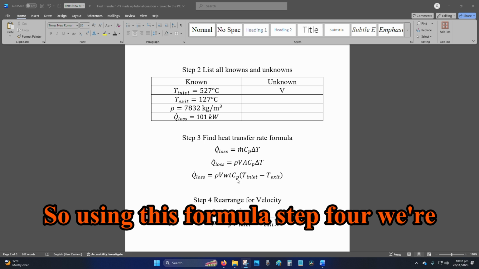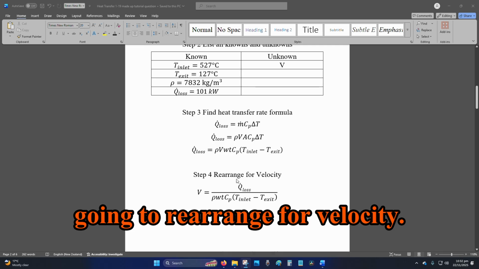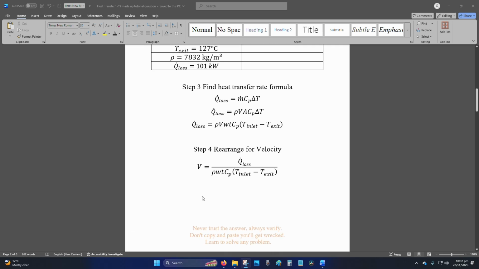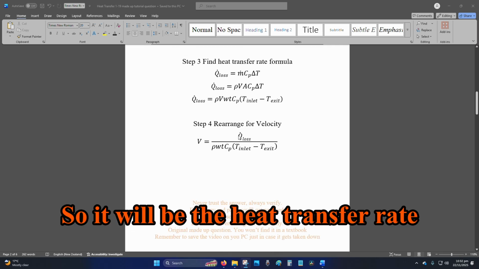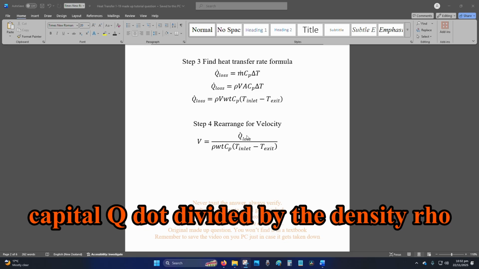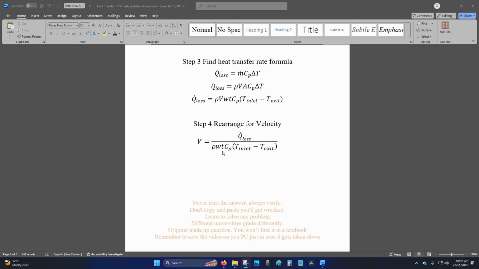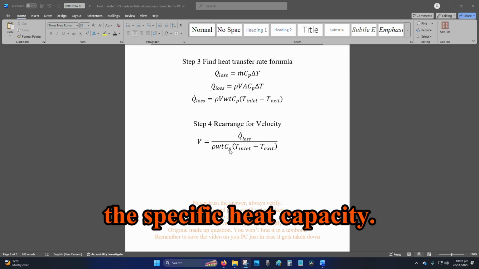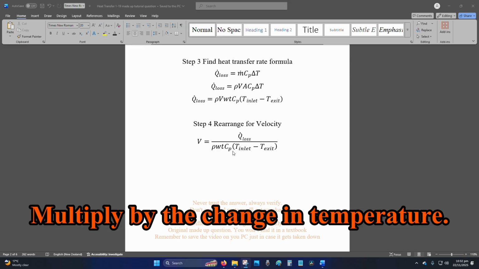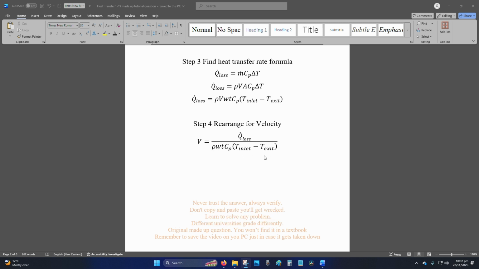So using this formula, step 4, we're going to rearrange for velocity. So it'll be the heat transfer rate, capital Q dot, divided by the density, rho, multiplied by the width, the thickness, the specific heat capacity, multiplied by the change in temperature.